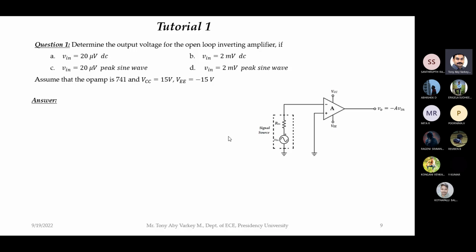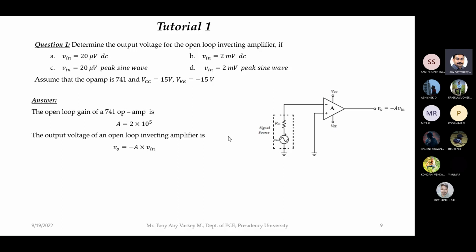Now for the output voltage, the open loop gain of a 741 op amp is 2 into 10 power 5. Please remember this. Open loop gain of a 741 operational amplifier is 2 into 10 power 5. So what is the output voltage of the open loop amplifier? Minus A into V in, correct. V output is minus A into V in, so V output will be minus 2 into 10 power 5 into 20 into 10 power minus 6. How much is that?